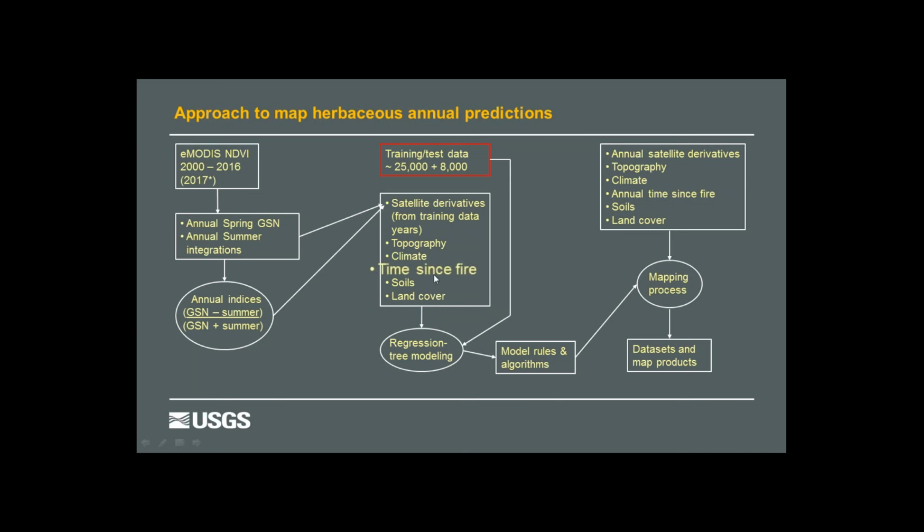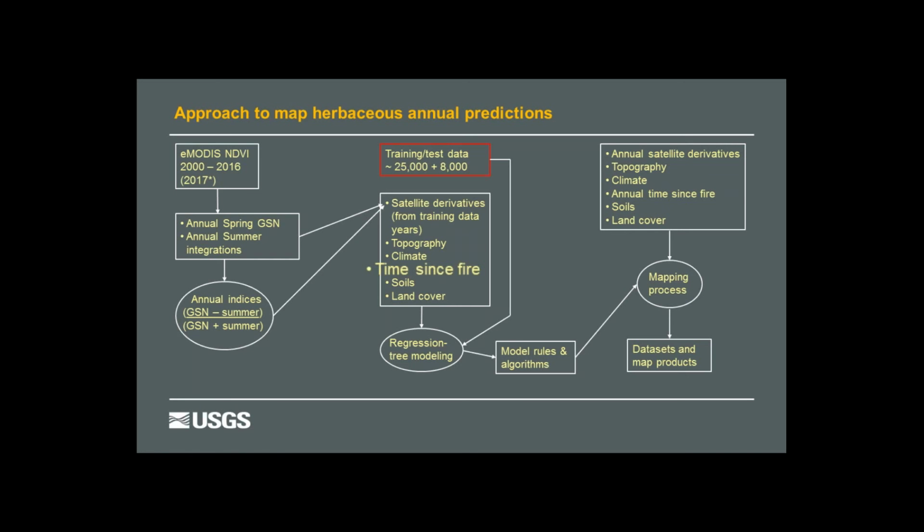One of the things I want to make clear is we only use the time since fire data set in our historic model. We don't have that data in time to use it in a near real-time model. So one of the things you have to know is that the satellite derivatives, we only use those in the model from the training data years, and the same goes for the time since fire. Only from the training data years can we use those in the model development.